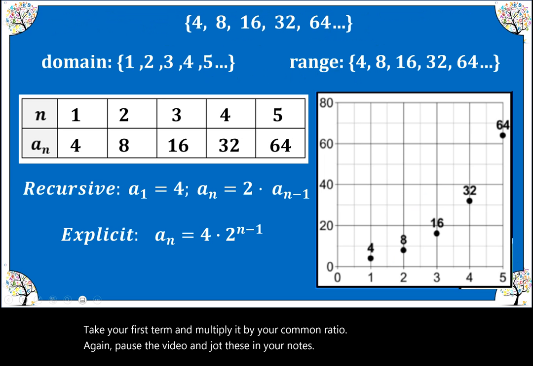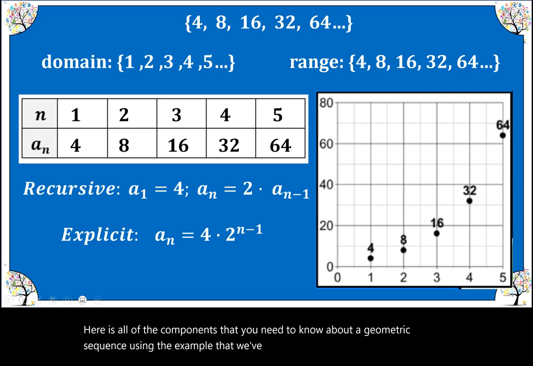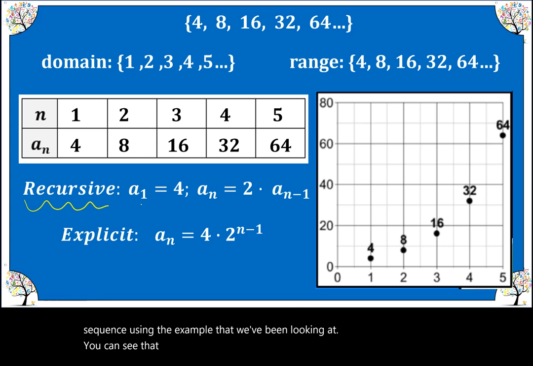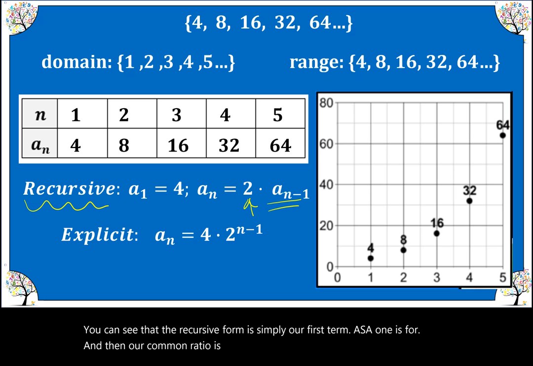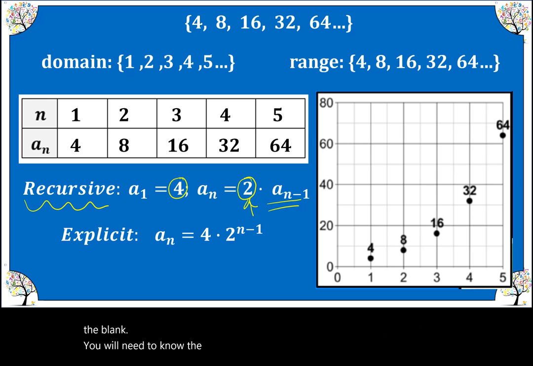Here is all of the components that you need to know about a geometric sequence using the example that we've been looking at. You can see that the recursive form is simply our first term, a sub 1 is 4, and then our common ratio is 2 times the previous term. So this is just a fill in the blank. You will need to know the first term and your R value. Everything else stays the same.